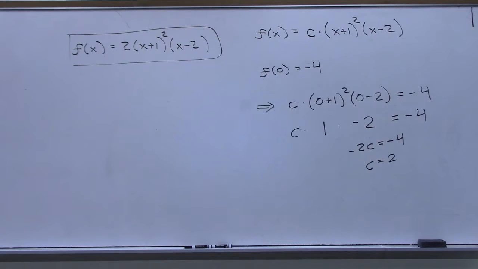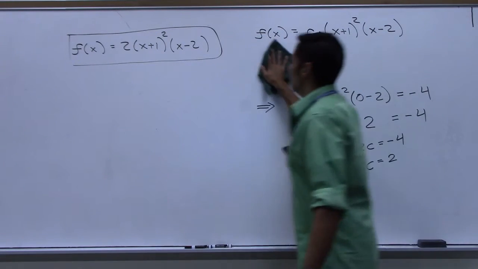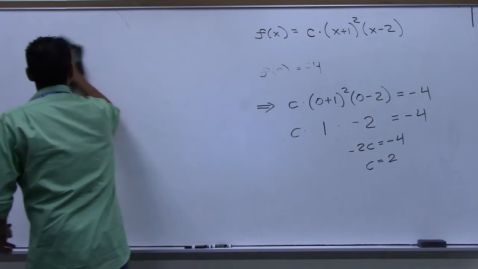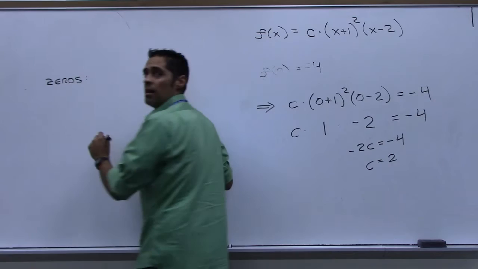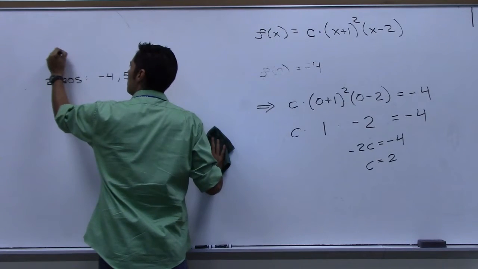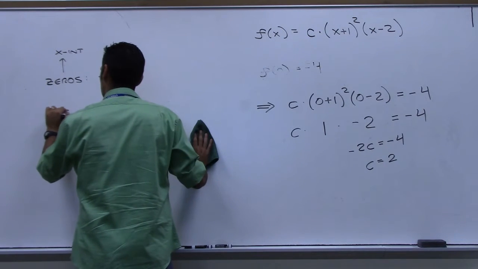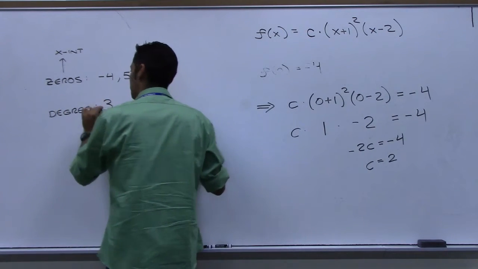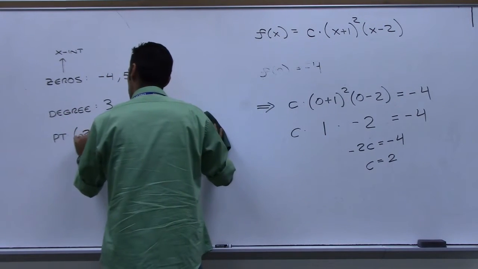Construct a polynomial function with these characteristics. So this is the same exact thing that we just did, except I'm not giving you a picture, I'm just giving you information. So I'm giving you that you have to construct a polynomial. It has zeros that are -4, 5, and 1. Now don't forget, zeros are the same as x-intercepts, all right? It has a degree of 3. And it has a point on the graph of 2, -18.